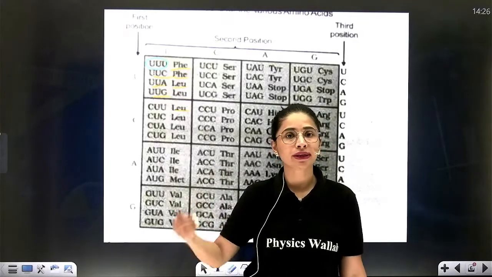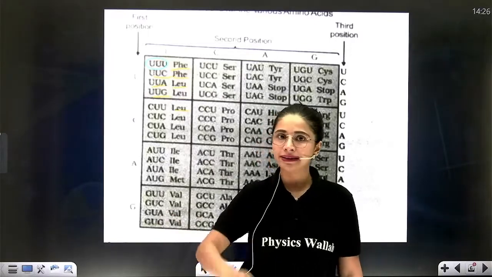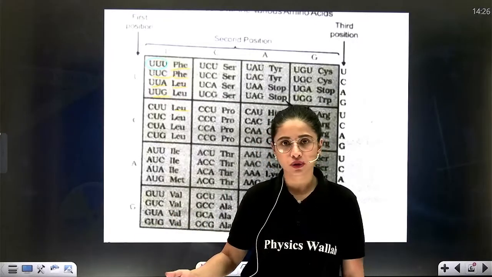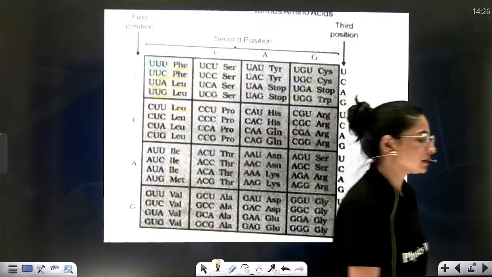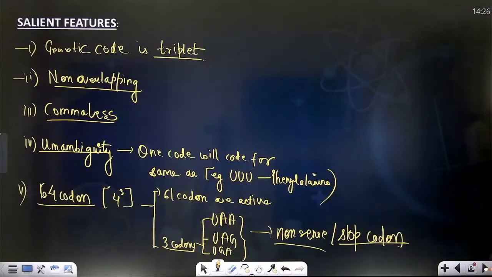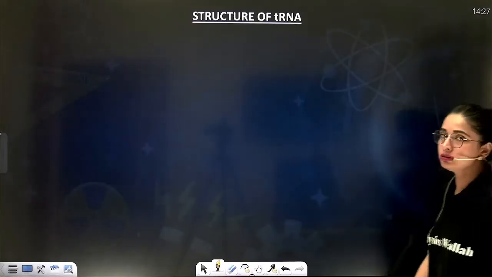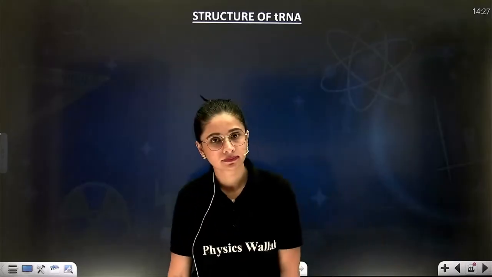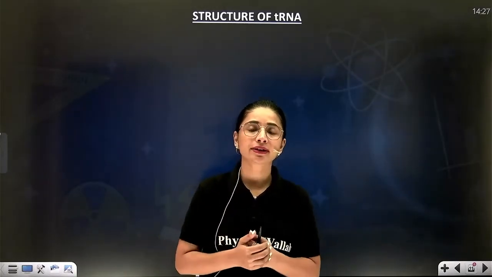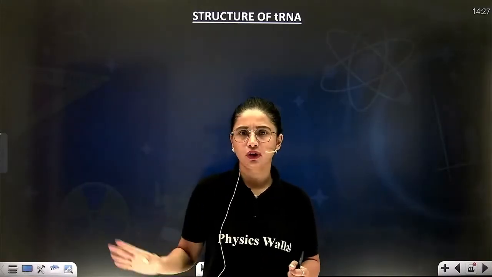Degeneracy, unambiguity, being triplet, comma-less, non-overlapping, initiation codon, termination codon. Yes, these all are the properties of genetic code which you need to remember. I hope all the concepts related to genetic code and their features are clear. Exceptions need not be done.